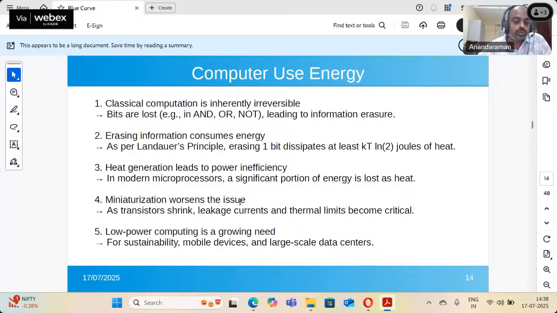Then there is the miniaturization issue. Transistor size is decreasing, up to 2 nanometers now. So leakage current and thermal limits become critical. In the emitter, base, collector, the base barrier is not stopping the carriers, and quantum effects start. All these issues.